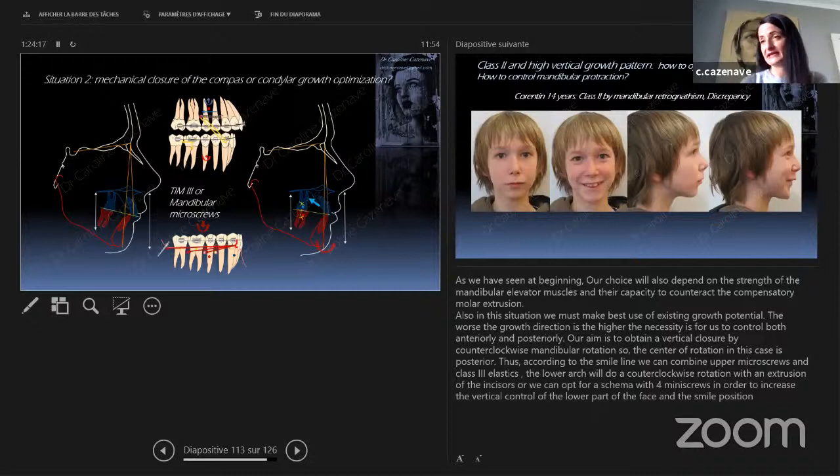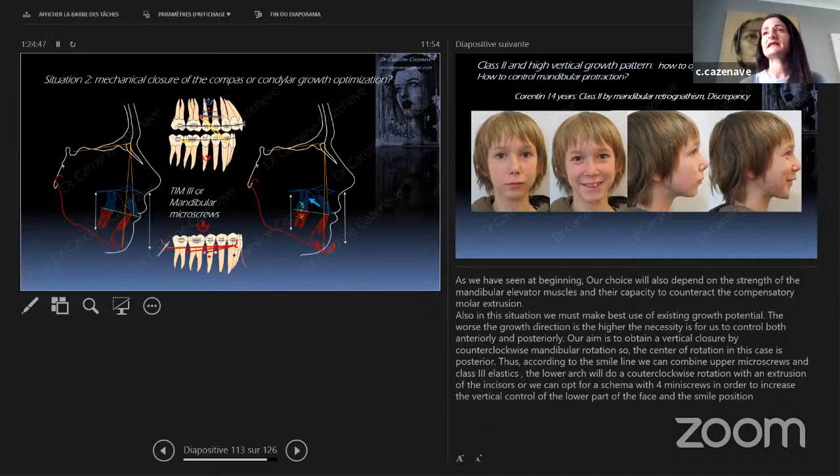As we have seen at the beginning, our choice will also depend on the strength of the mandibular elevator muscles and their capacity to counteract the compensatory molar extrusion. Also, in this situation, we must make best use of existing growth potential. The worse the growth direction is, the higher the necessity is for us to control both anteriorly and posteriorly.